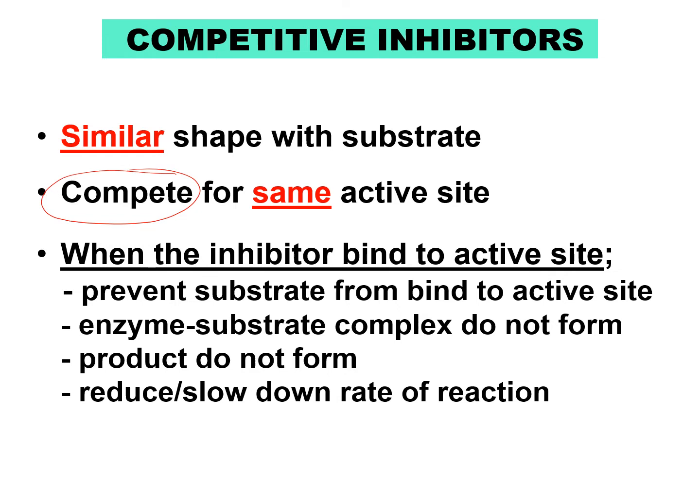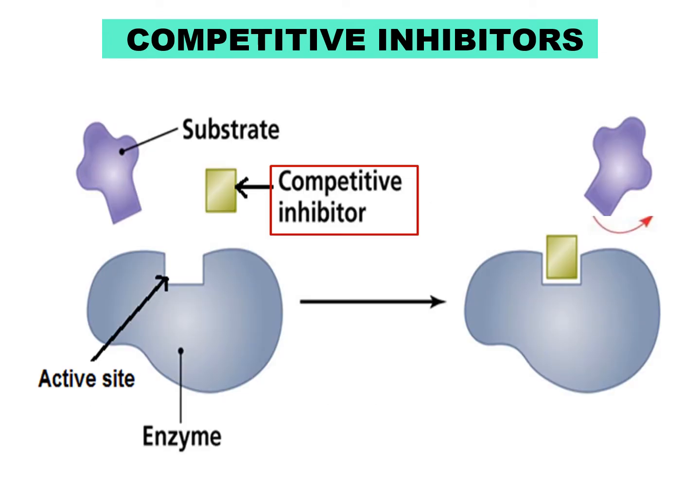When the inhibitor binds to the active site, the substrate will be prevented from binding to the active site. So, the enzyme-substrate complex will not form, thus no product will be formed. This will slow down the rate of reaction. Instead of taking only a few minutes, because of the presence of inhibitors, the reaction needs a longer time to complete.